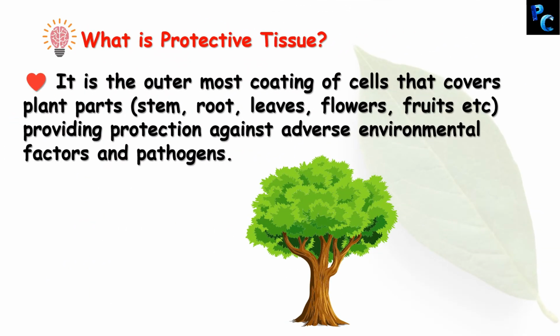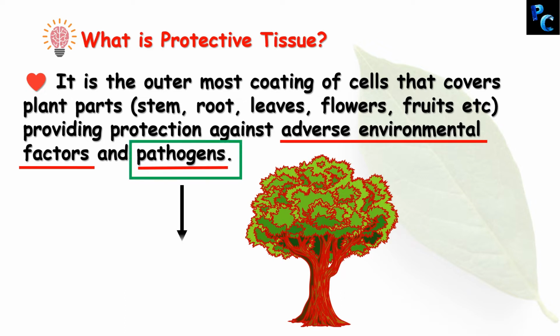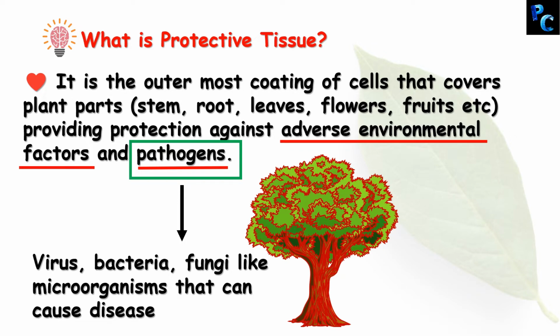As the definition says, it is the coating of the cells that covers the entire plant. So basically, protective tissue covers the entire plant. And thus, the protective tissue protects the plant from harsh environmental conditions and also from pathogens. Now, what is this pathogen? It is the bacterium, virus or any other microorganism like fungi that can cause disease. So, protective tissue protects the plant from pathogens also.